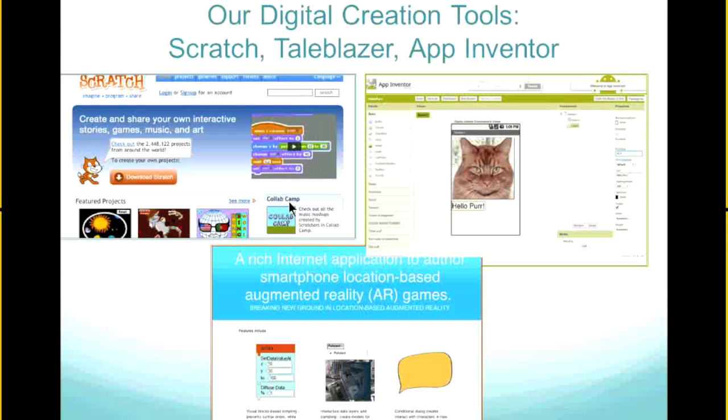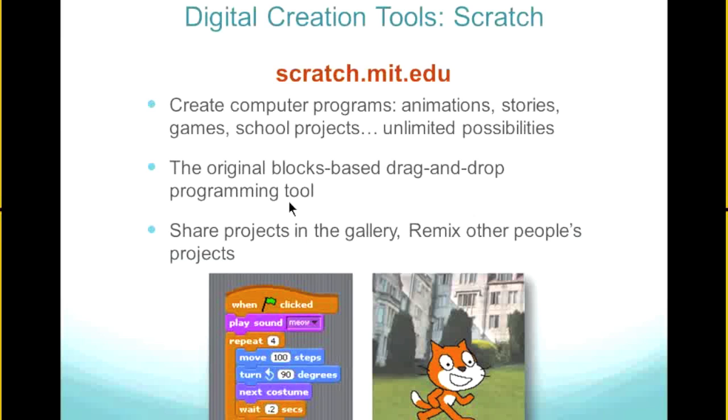I'm going to quickly go through these. This is my standard talk when I want to tell people about the Center for Mobile Learning. The flagship tools at the Center for Mobile Learning right now, what makes up our center, are Scratch, App Inventor, and something coming soon called Tailblazer. So those of you who are familiar with Scratch will recognize this adorable cat. Scratch is also free on the web, scratch.mit.edu.